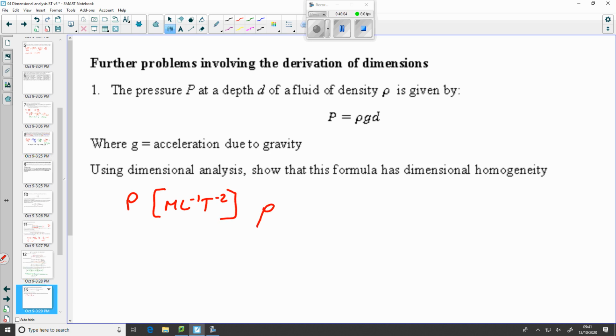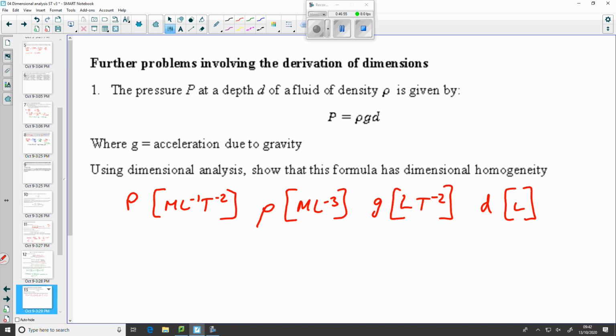Dimensions of rho, which is a density. That was in the last question. You didn't take that picture, did you, Lewis? Oh, yeah. Dimensions of density are... dimensions of G... Length, yeah, and the dimensions of depth must be L. So use those dimensions to find out what the dimensions of the right side are.